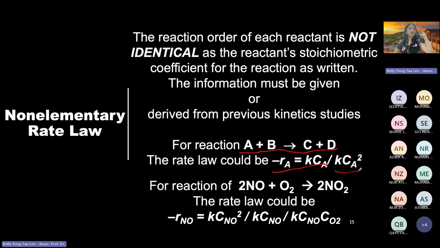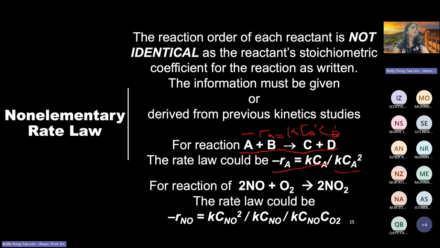Kamu tak payah bimbang. Kalau elementary, kalau contohnya kes ini di mana dia adalah elementary, maka minus RA, sorry ya, saya tak bawa pen untuk tulis ni. So it becomes K, CA power of 1, CB power of 1. So how do I get CA power 1, CB power 1? Because based on the chemical equation is 1A, 1B. So first order with respect to A, first order with respect to B. That is only and only if reaction tu adalah follows elementary rate law. Kalau non-elementary rate law, I will provide you with the information.